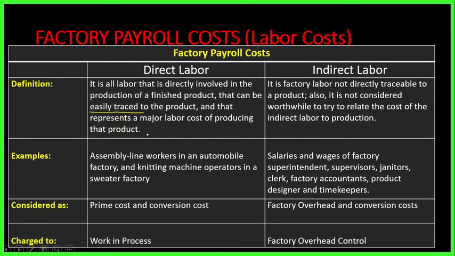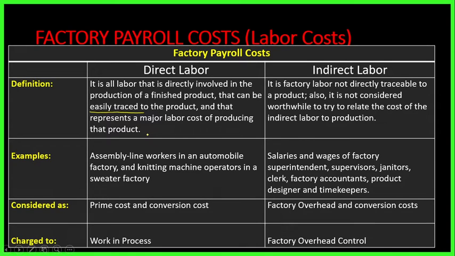And aside from that, direct labor represents a major labor cost of producing that product. When we say major, it is material in nature. For indirect labor, any labor cost that cannot be classified as direct labor is classified as indirect labor. So this is a factory labor cost not directly traceable.